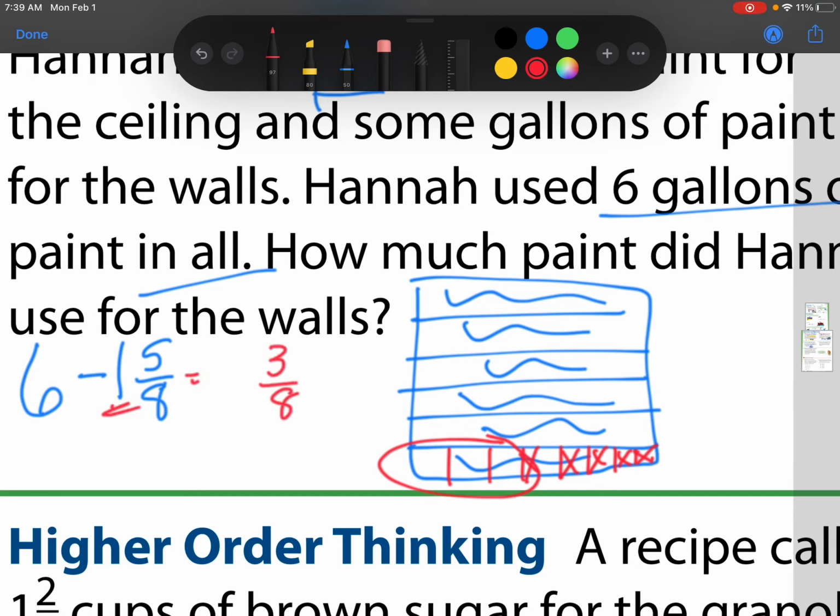And we need to take away 1 whole. So now how many wholes are we left with? We're left with 1, 2, 3, 4 wholes. So how much did she use for the walls? 4 3/8 of a gallon.